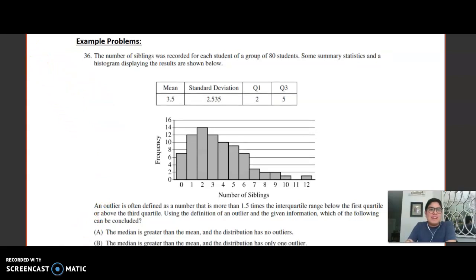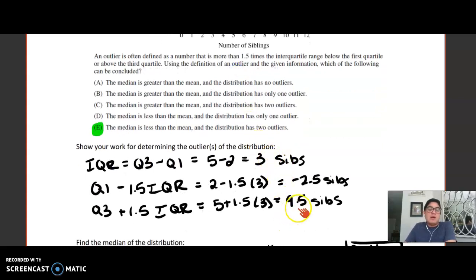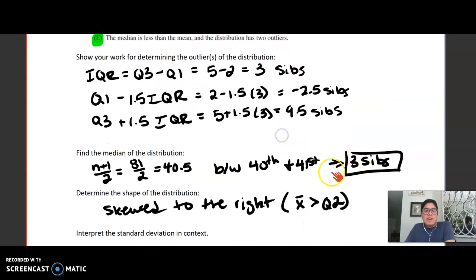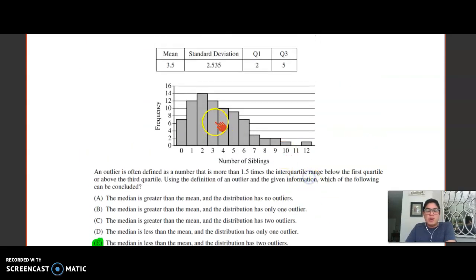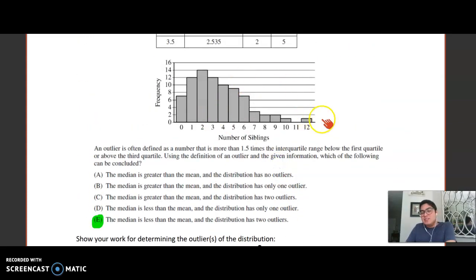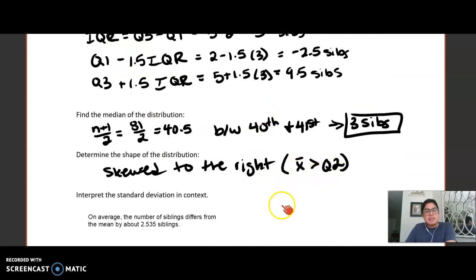Alrighty, so hopefully not too complicated there. Here we're skewed right, so we should recognize the median is less than the mean. And then based on our outlier rule, any observation greater than 9.5 siblings would be considered an outlier. So here at 9.5, I see that I have 2 outliers there. To find the median here, we do our good old n+1, and I look in between the 40th and 41st observations. I can see that my tail is to the right, so I should be skewed right, which again tells me that the mean should be greater than the median.